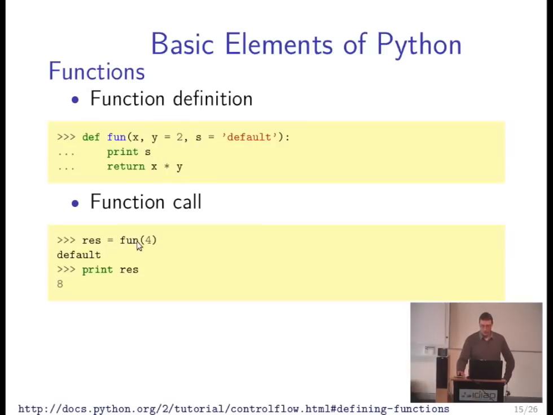So when you call the function fun with the 4, and you assign it to a result, then this will inside print the string s, which is the default value. So you will get a default. And when you print what is coming out of this function, you will get an 8, because it multiplies the 4 with the 2 that is default.